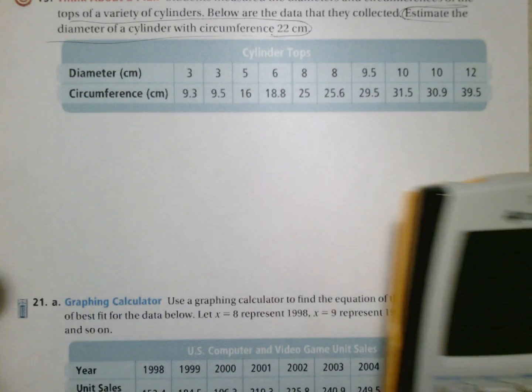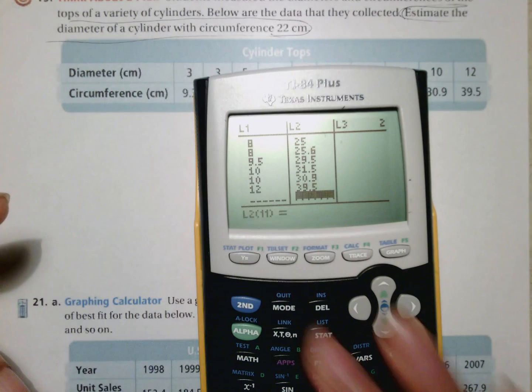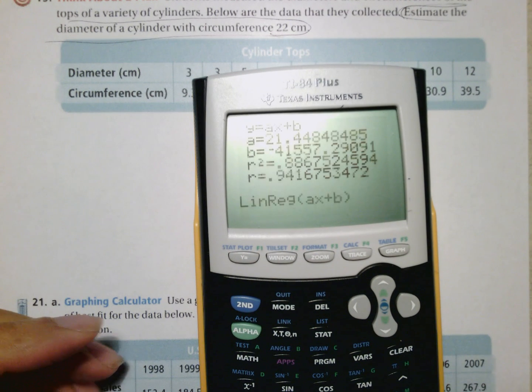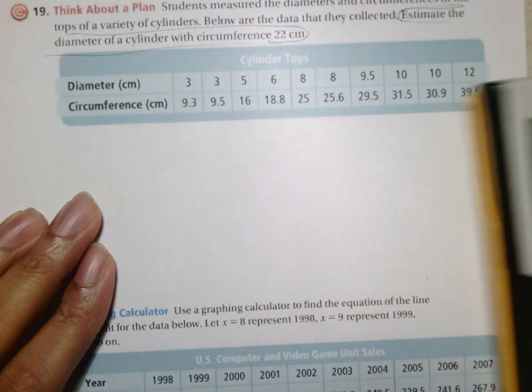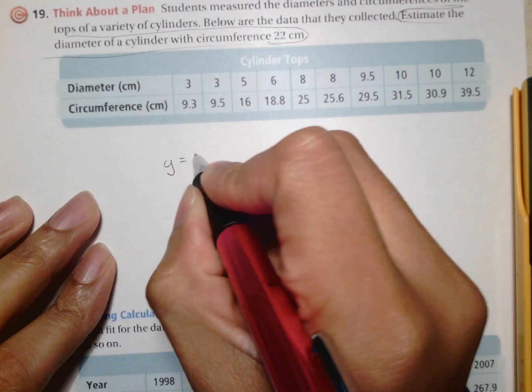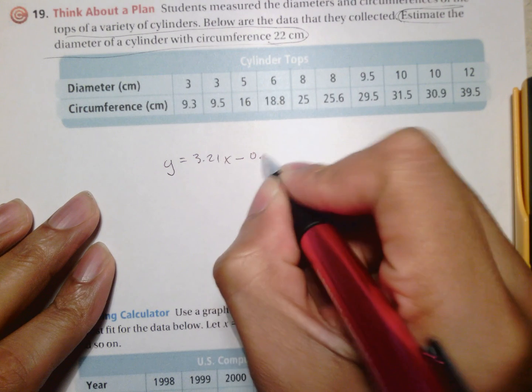And so again, in order to estimate this, we need to first get a trend line. The way we get a trend line is by getting the linear regression. So we do stat, calculate, linear regression, and it gives us A and B. So our formula for this, I hope you're doing that with me, so you can see the numbers, is y equals 3.21x minus 0.38.